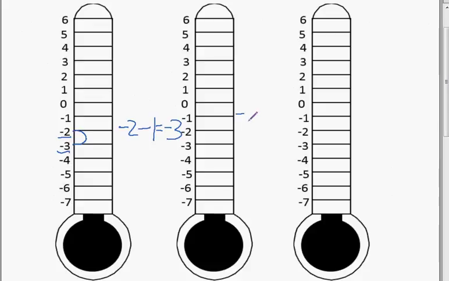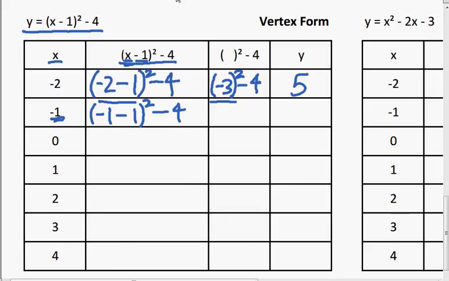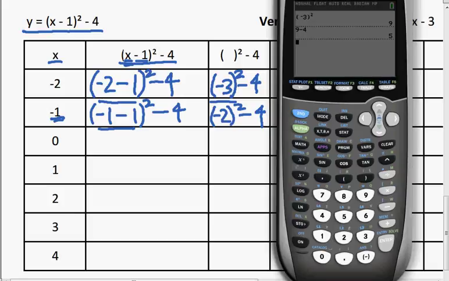Let's try our thermometers again. -1 minus 1 equals, I start at -1. I go down 1. I'm at -2. -2, and that is squared, minus 4. So we're doing this one step at a time. We do the parentheses first. Now we square -2, or we multiply -2 times -2.